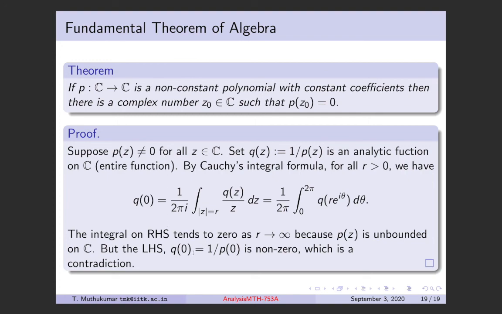So this shows that any complex polynomial will have at least one complex root, and that proves the fundamental theorem of algebra.